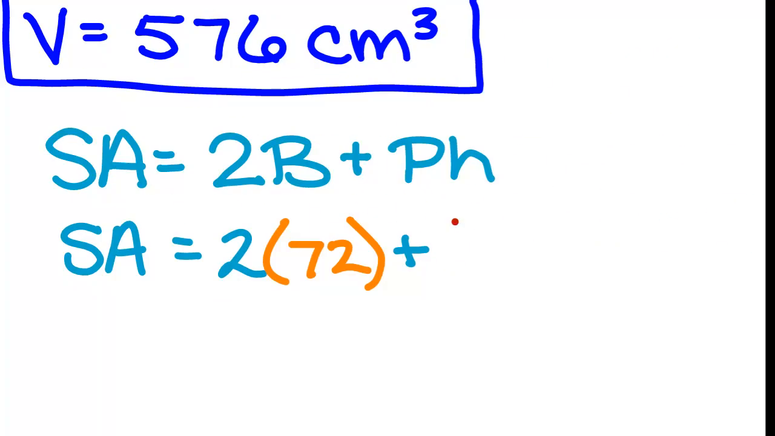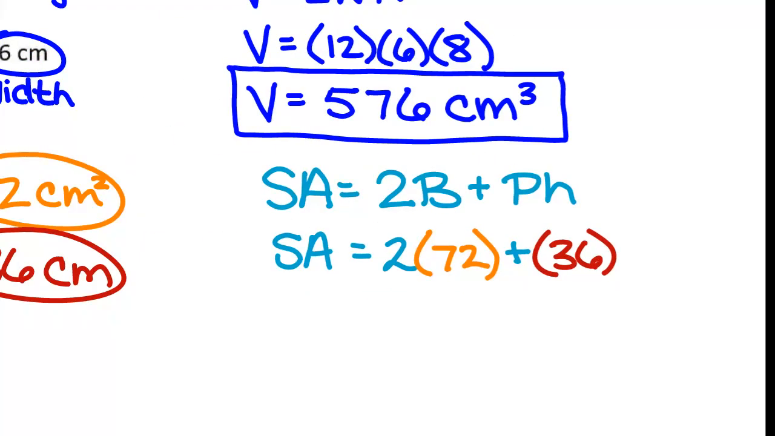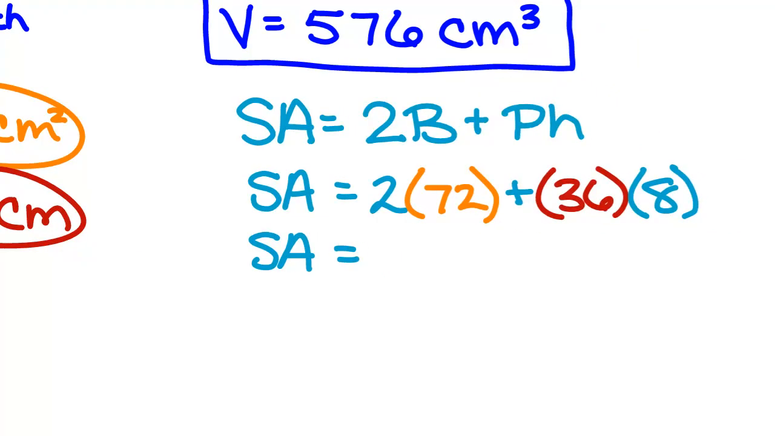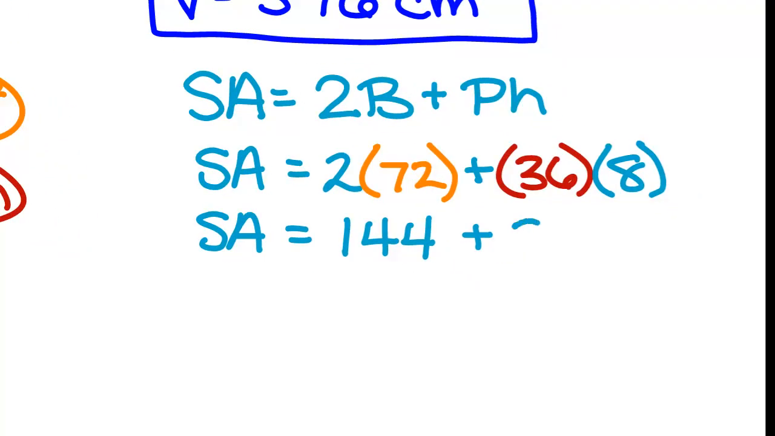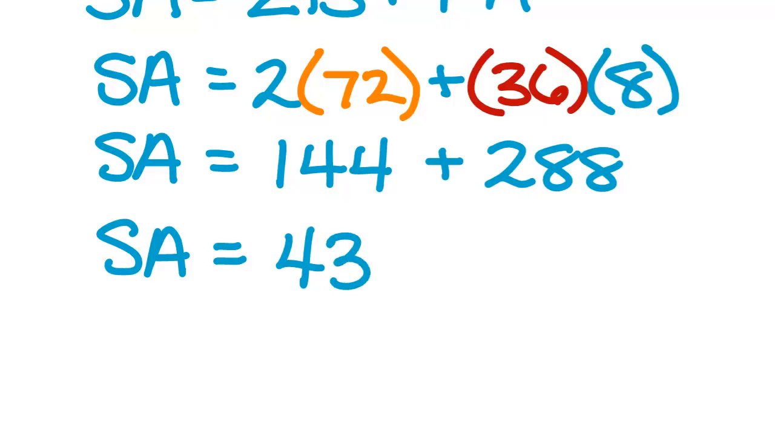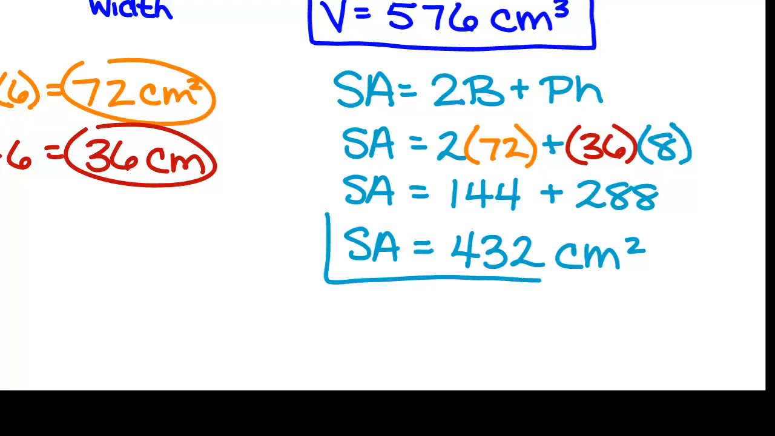So we're going to take 36 times the height of the prism. What was the height of the prism? 8. All right, so let's do each of those separately. What is 2 times 72? 144. Plus 36 times 8, which is 288. Thank you. Which gives us a total surface area of how much? Yes, 432 centimeters squared.